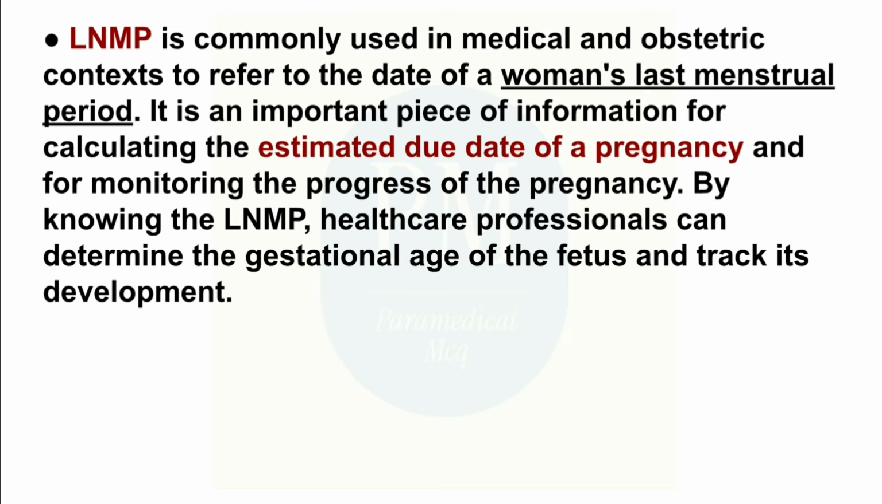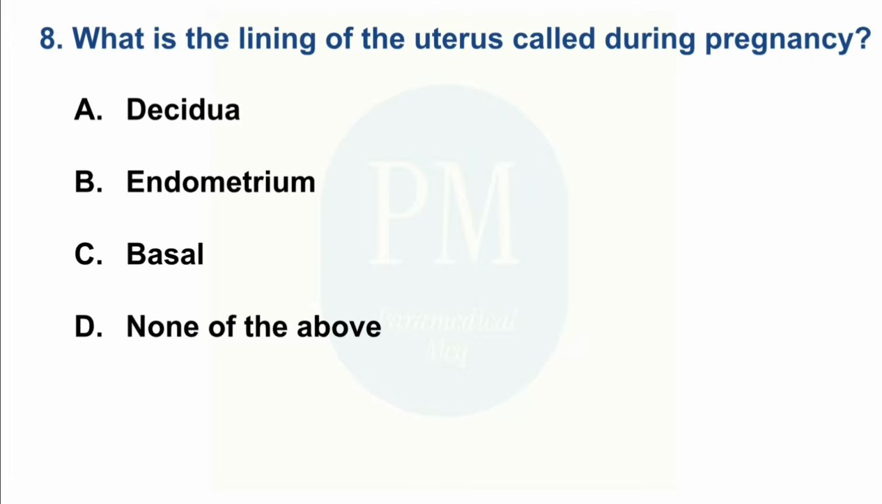What is the lining of the uterus called during pregnancy? Option A, decidua. Option B, endometrium. Option C, basal. Option D, none of the above. The correct option is option A, decidua.